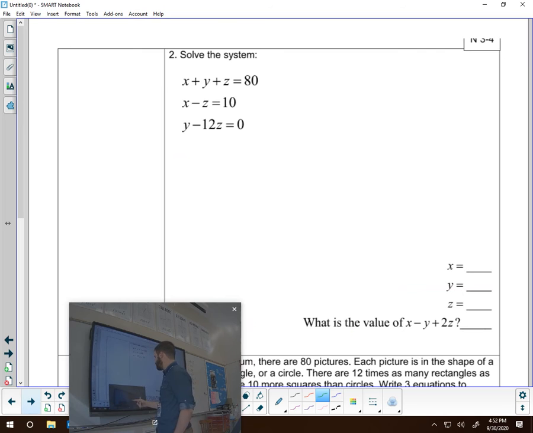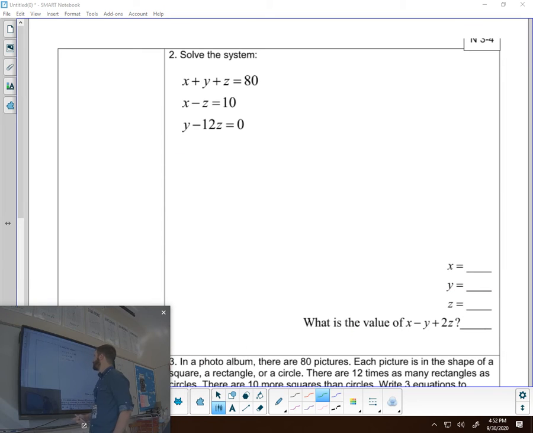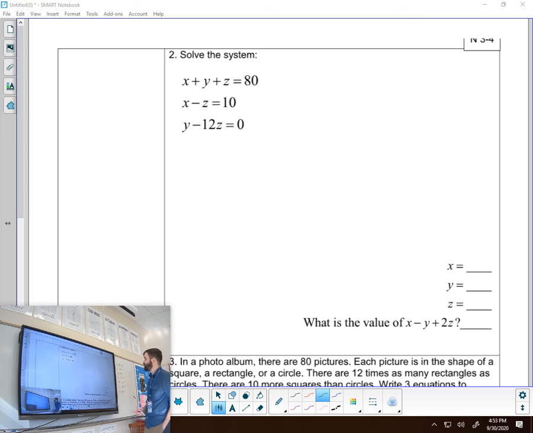All right, let's go ahead and turn the page. Let's take a look here at our next problem, number 2.